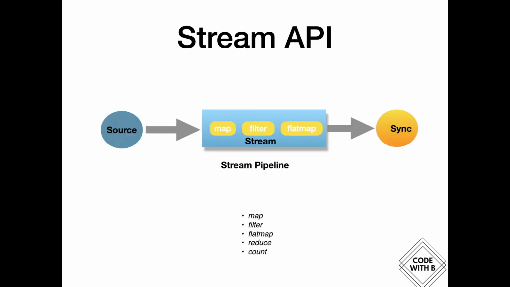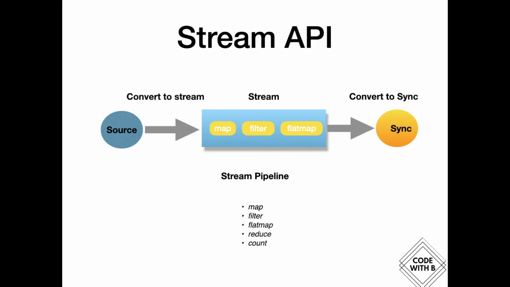We have a source, we pass it on to the stream, and then we apply different higher order functions in it, and eventually we get the data out of the stream in the sink. So source is your input and sink would be your output. When it comes to higher order functions within stream, there are lots of higher order functions. Few of them are map, filter, flatMap, reduce, count. So we will talk about some of them today.